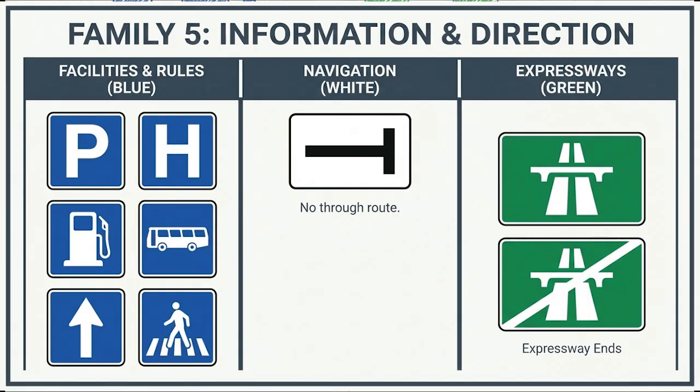Finally, we round out the families with Family 5, information and direction. You can actually feel the calming shift in the geometry here. We leave the strict circles and alerting triangles behind for simple squares and rectangles. These signs aren't barking orders at you, they're just calmly providing helpful information. Blue squares tell you about local facilities like parking or fuel. White rectangles assist with navigation, like pointing out a dead end. And green rectangles lay out the rules and directions for those high-speed expressways.